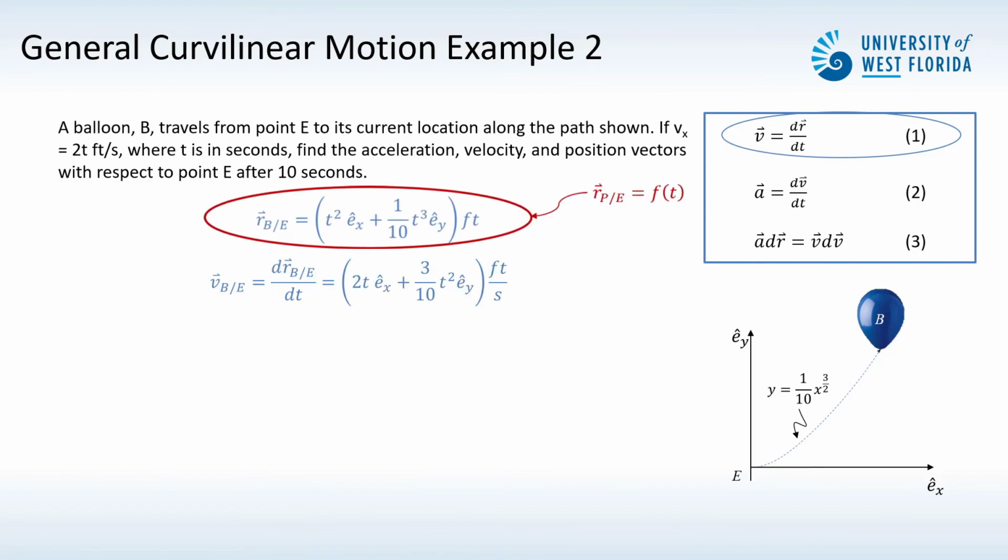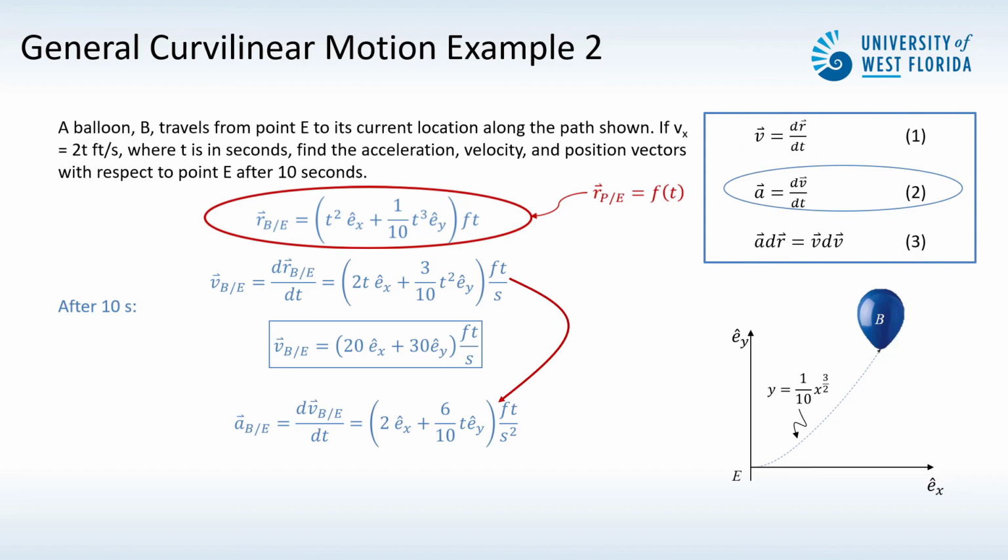To find the velocity vector, we need to take the time derivative of the position vector. Remember to use the function of time and not the value of the position vector after 10 seconds. Plugging in t equals 10 seconds, we find that the velocity vector is 20 ex plus 30 ey in feet per second. Taking the time derivative of the velocity expression, not the final value, gives us acceleration. At t equals 10 seconds, acceleration is 2 ex plus 6 ey in feet per second squared.